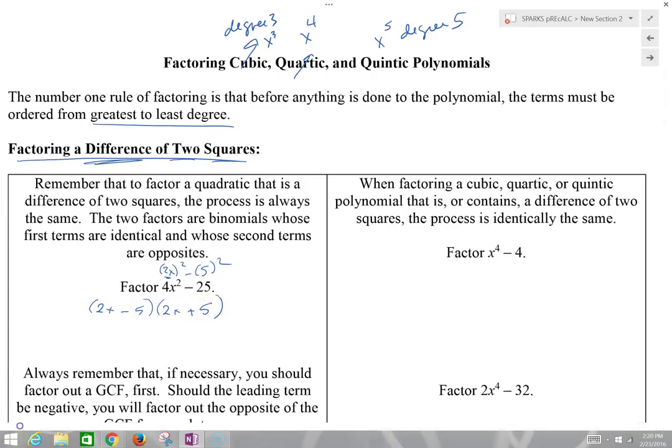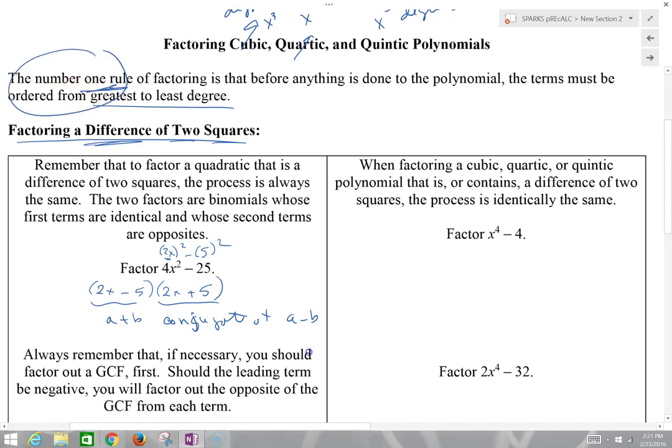plus 5. And when you have this case where you have a plus b, it's a conjugate of a minus b. That's what conjugates are. So we have 2x minus 5, 2x plus 5. So we wrote down what the number 1 rule of factoring is.